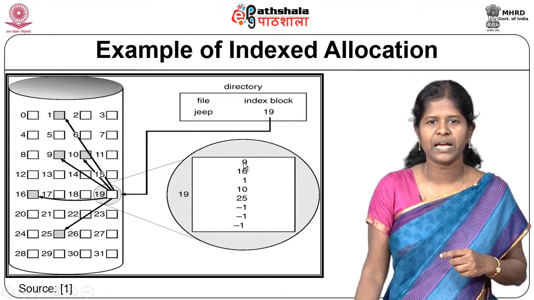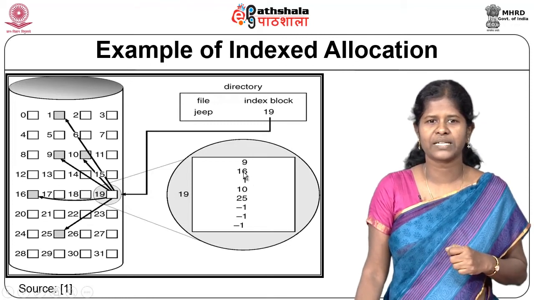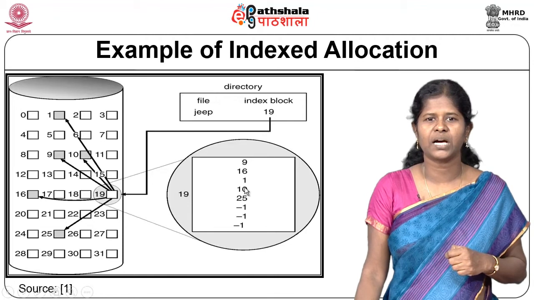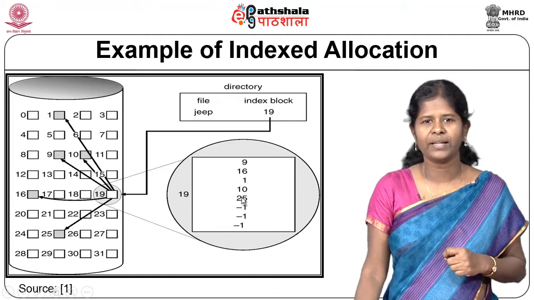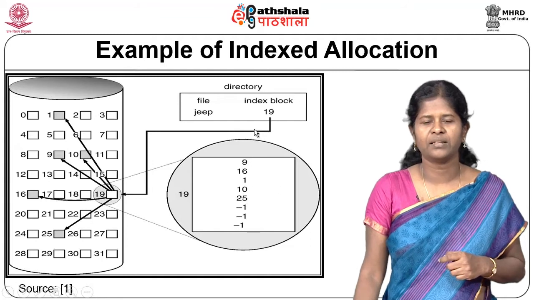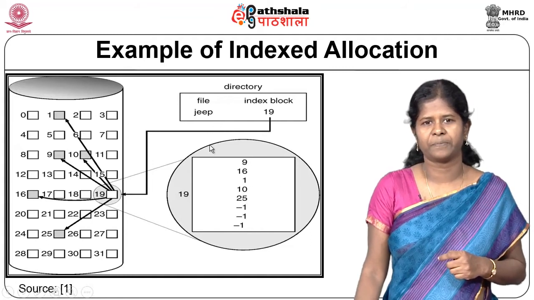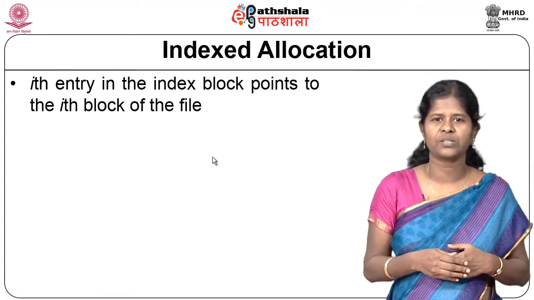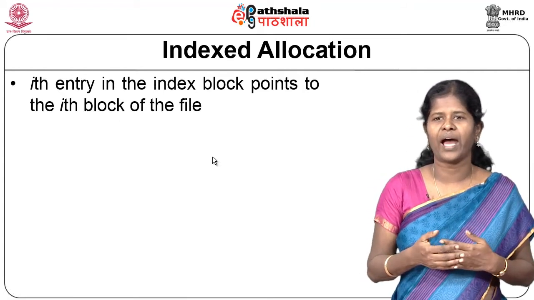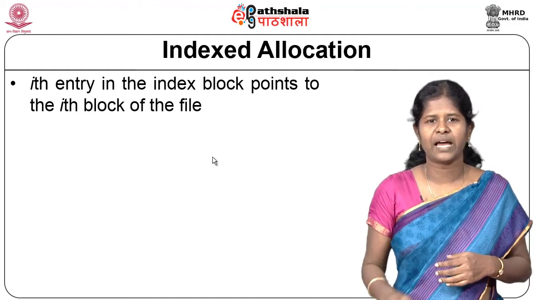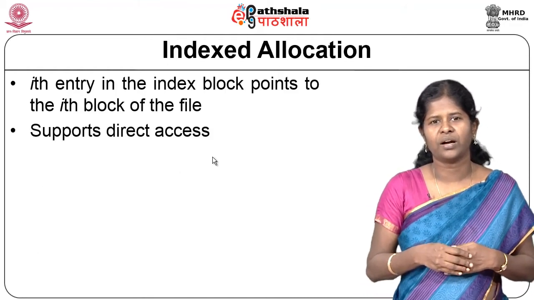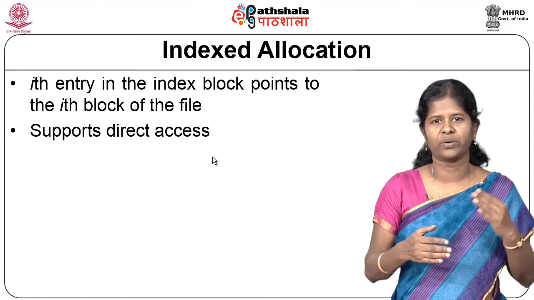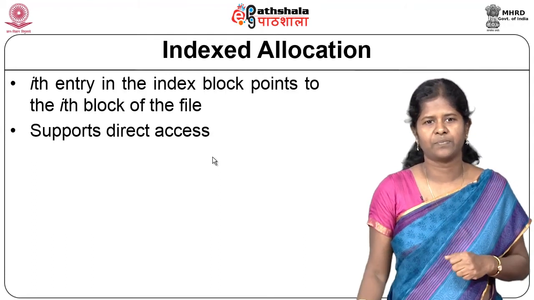So, it says that disk block number 9 is the first block, disk block number 16 is the second, 1 is the third, 10 is the fourth and 25th is the fifth. So, all these 5 disk blocks contain the contents of this file. So, the ith entry in the index block will point to the ith block of the file. So, here it is possible to have sequential as well as direct access because you can access the ith block by looking into the ith entry in the index block.